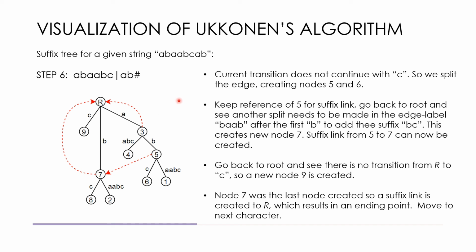We see that the root has no transition for the character C, so we have to add one, and then we end up creating a new node, which is number 9. And then since node 7 was the last internal node created, we create a suffix link from 7 to the root, and then we arrive at a new endpoint. And after this, there's nothing left to be done, and so we can proceed with the next character.